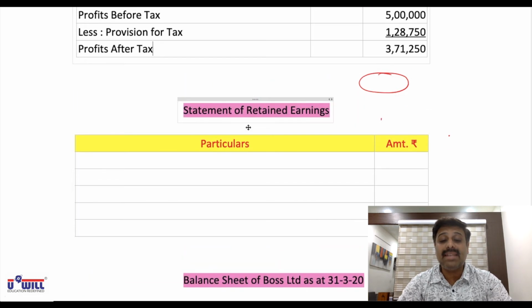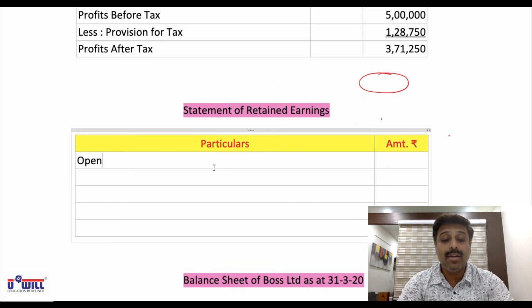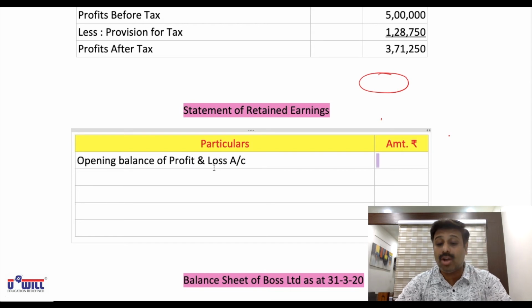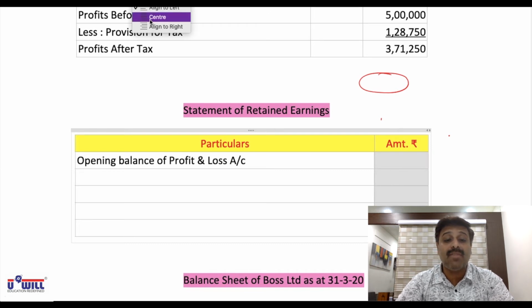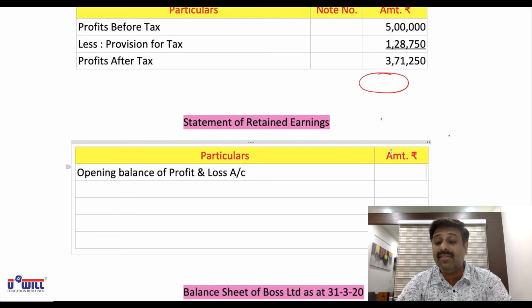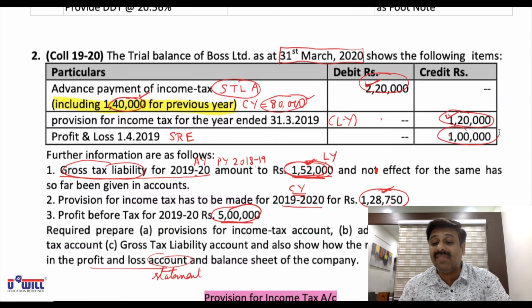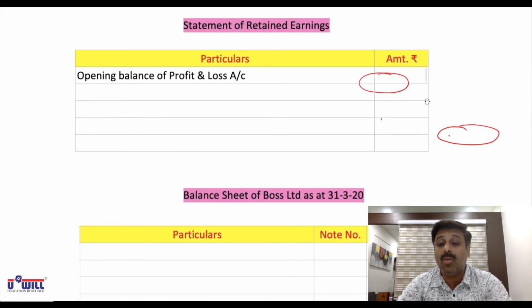Now, how will we make the statement of retained earnings? Understand it. First, we will start with the opening balance of the profit and loss account. That is given in the trial balance. If you see in the trial balance, what is the opening balance of the profit and loss account? Already given to you: 1 lakh rupees, you all can find this. So first you all write the opening balance of profit and loss account, 1 lakh.